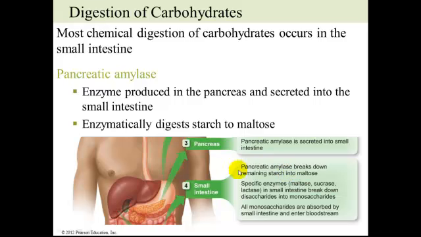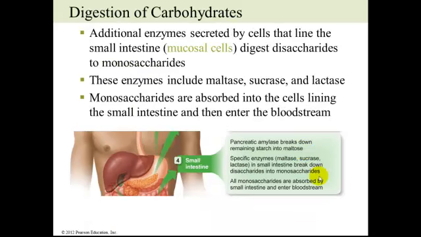The pancreatic amylase is going to break down any remaining starch into maltose. So now we have that starch being broken down into these disaccharides, 2 glucose molecules held together. From there, additional enzymes will be secreted by the mucosal cells in the small intestine to break down disaccharides into monosaccharides. Each of these is specific depending on the type of disaccharide that may be present.